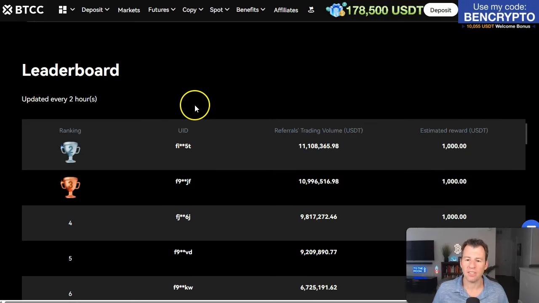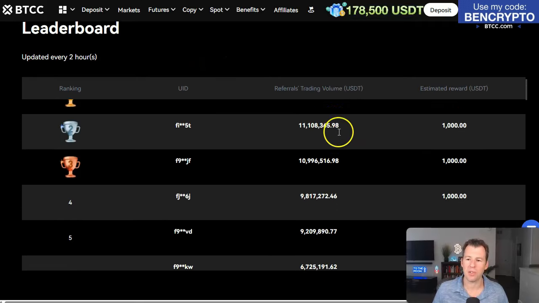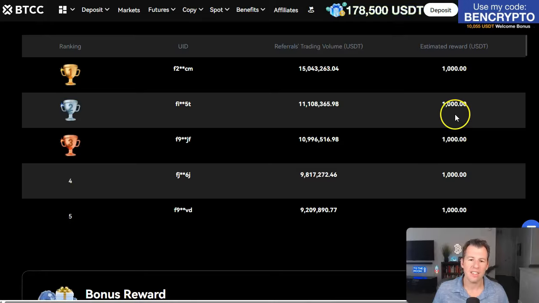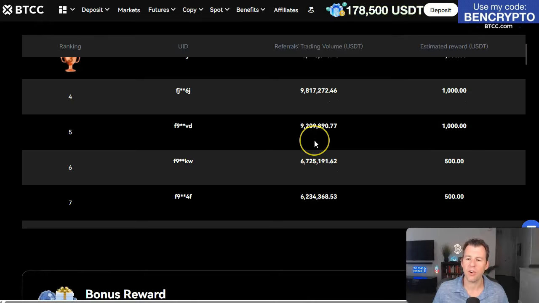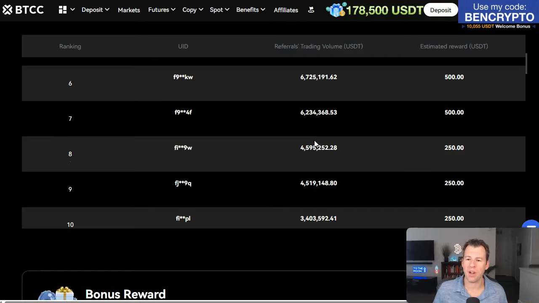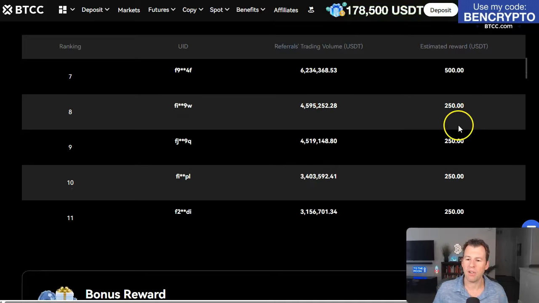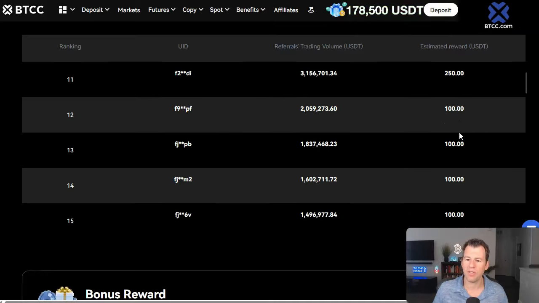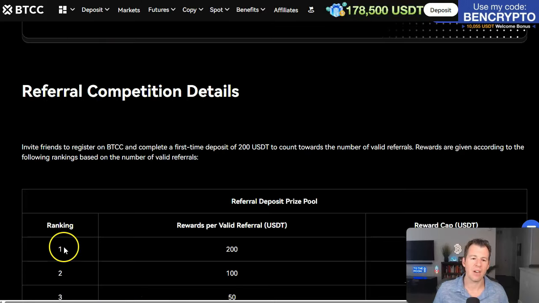Here is the full leaderboard right here, so you can see the first place person, they get, it looks like about $1,000. Second place person also gets $1,000. Third, so first 5 places get $1,000. The next 2 get $500. The next, let's see, 3 or 4 get $250, then $100, and then it scales down from there.